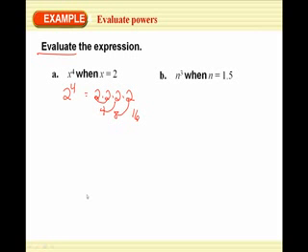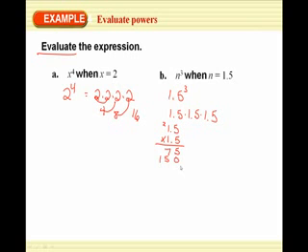N to the 3rd when n equals 1.5. So let's see, we substitute in. 1.5 cubed is another way to say it. To the 3rd power means 1.5 times 1.5 times 1.5. Well, 1.5 times 1.5. I'll multiply these out. 5, carry the 2. That's going to be a 7, a 0, a 5, a 1. And there's 2 decimal places up here. Remember, you have to put that many in your answer. That's 2.25.